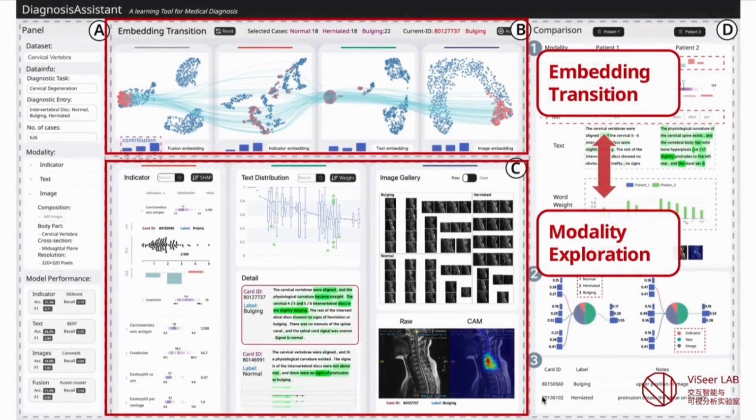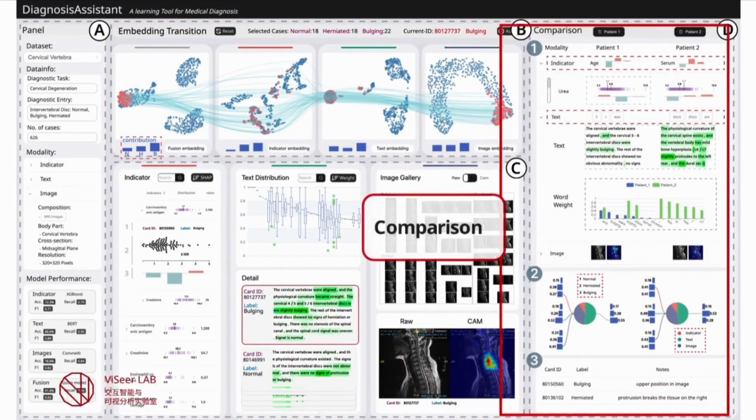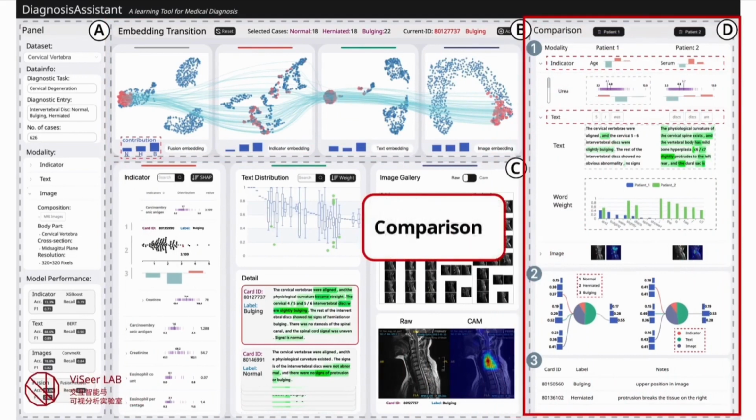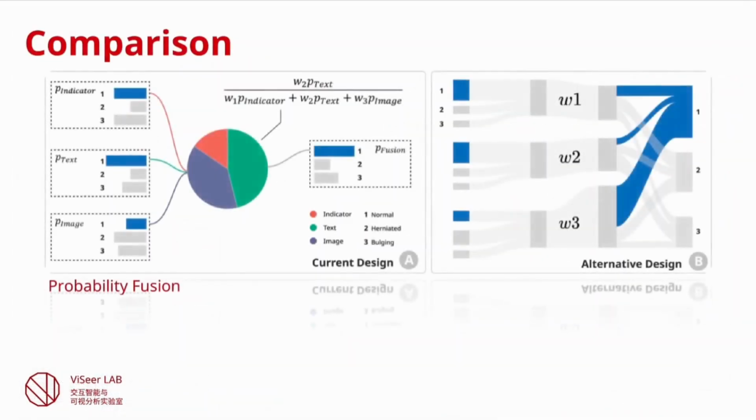The embedding transition wheel and modality exploration will assist users in identifying and comparing different patient cohorts across modalities. The comparison wheel facilitates a more detailed analysis of patient-specific similarities and differences. Through this wheel, users can perform a more fine-grained comparison of individual patients, considering both aggregate multimodal data and detailed modality fusion. The process of decision fusion for the selected patients is represented using hybrid visualizations.